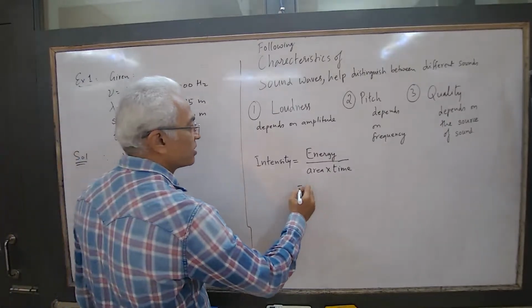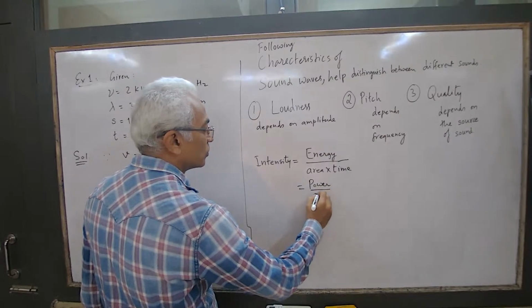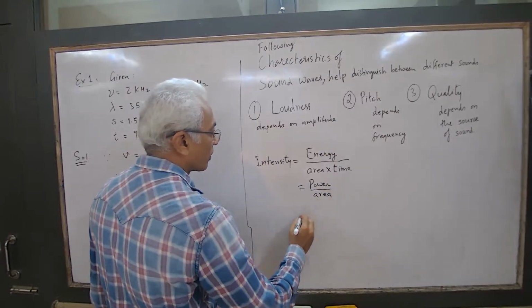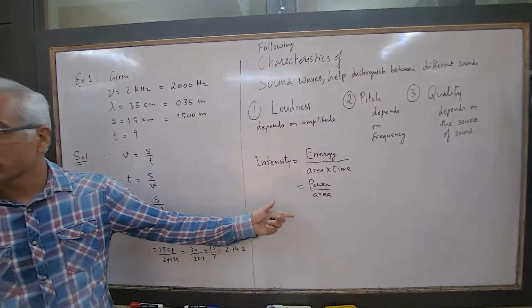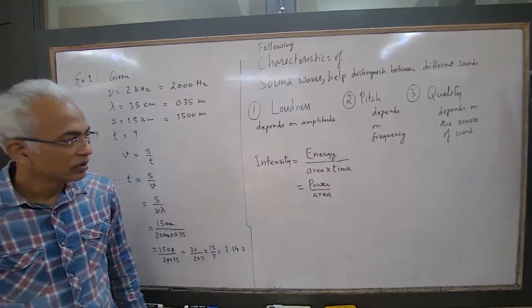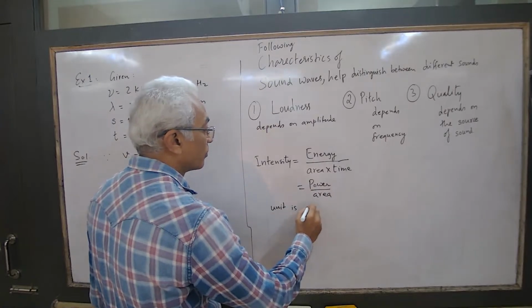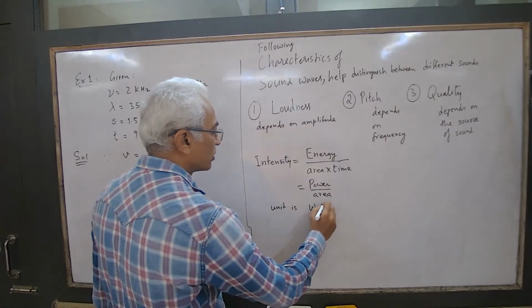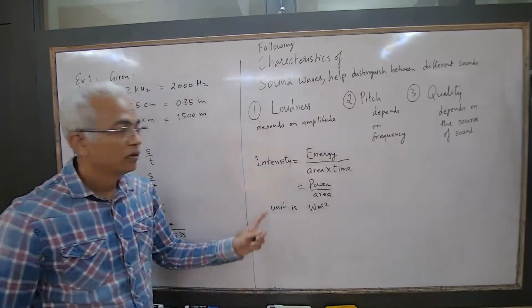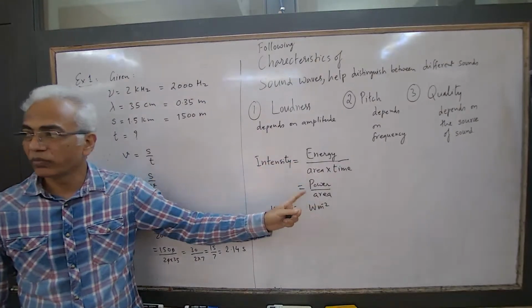And you know energy upon time is power. So how much sound power is traveling per unit area. That's why the unit of intensity is watt per meter square. Unit of intensity is watt per meter square, or joules per second per meter square.